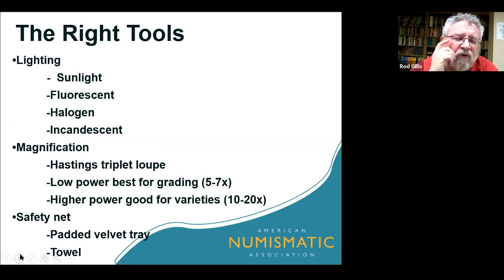The reason that we don't like fluorescent or halogen is that they tend to be too intense, and they tend to show up every possible flaw on a coin. And what's going to happen is you're going to become too critical with a particular coin, and that's not good. Sunlight is the worst of all. You just don't want to use sunlight as your source for grading.